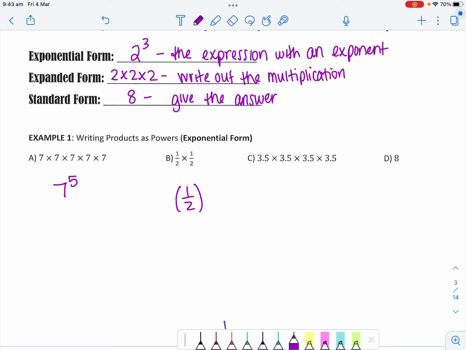So there are 2 1/2s here, so I'm going to write 1/2 squared, and that 1/2 again is in parentheses. 3.5 is written 4 times. This is going to be 3.5 to the 4th power. And there is one single 8 here, so I'm going to write that as 8 to the 1st power.